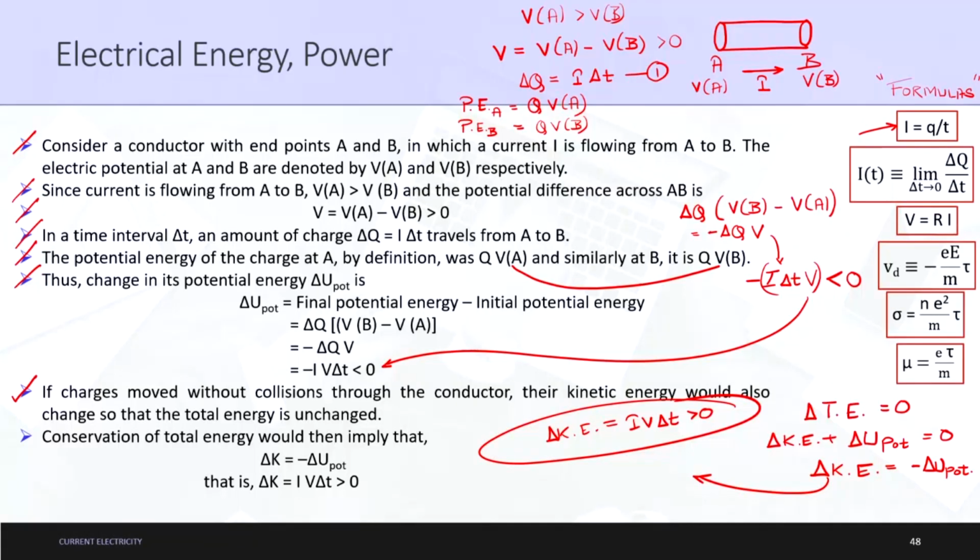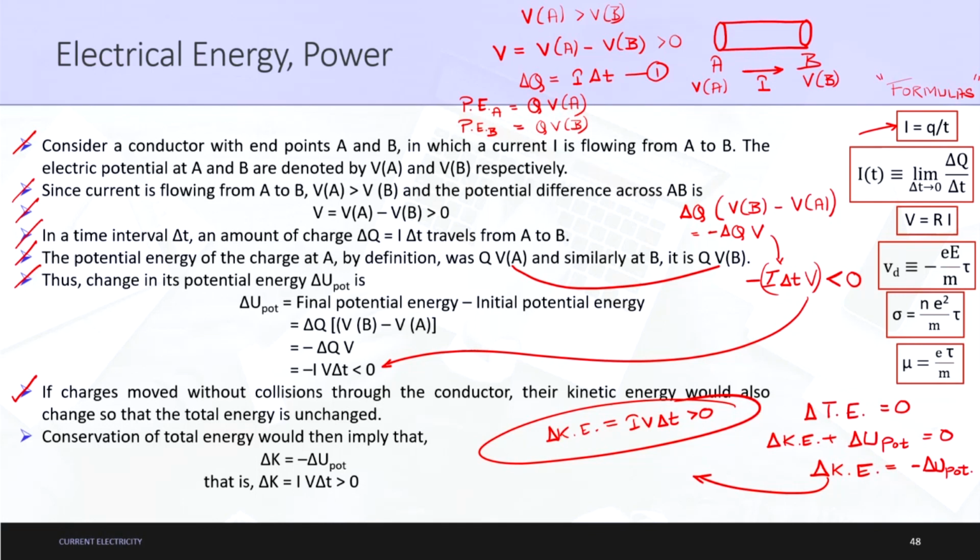Now for the total energy to get conserved, we know that the change in kinetic energy plus the change in potential energy should be equal to 0. Therefore the change in kinetic energy should be equal to negative of the change in potential energy. Now we found out the change in the potential energy to be minus IV delta T. Therefore the change in the kinetic energy will be nothing but plus IV delta T. So that is the end of this. I may continue this discussion in the next part. So let me stop it here only.